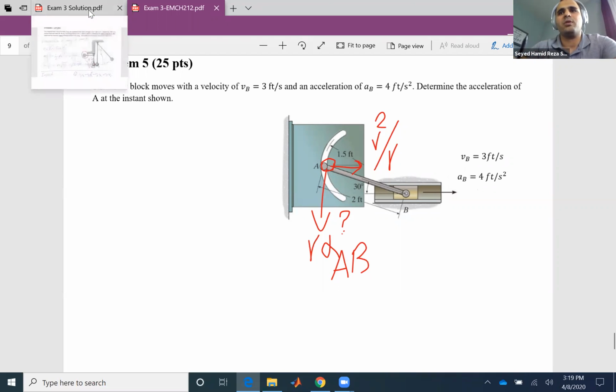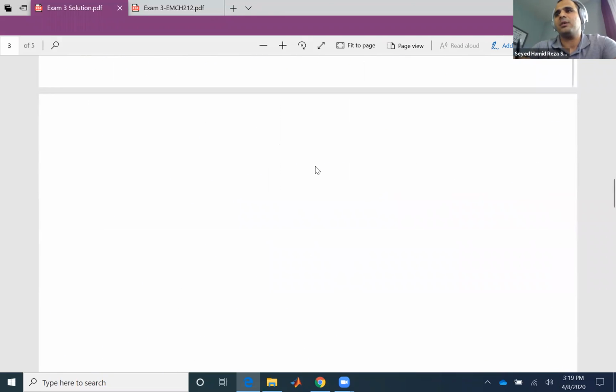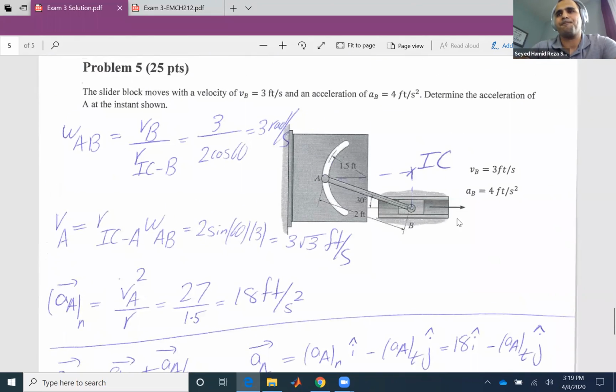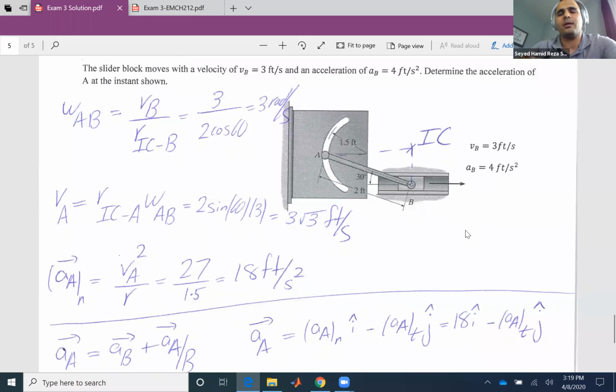So I'm just going to go over the solution to be faster. Okay, let's see here. We need to find omega AB. Again, this part is finding the velocity, even though the question is not asking for it, but for acceleration we need the velocity and we need the omega. So that's the initial part of it. For the exam, these problems are usually long. So I will give you the velocity. I will give you the omega CB.